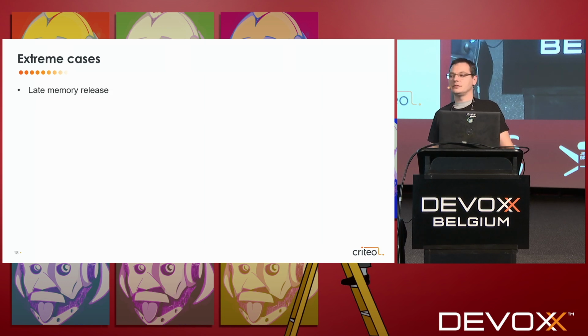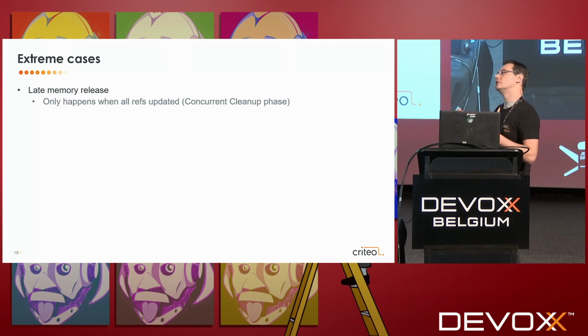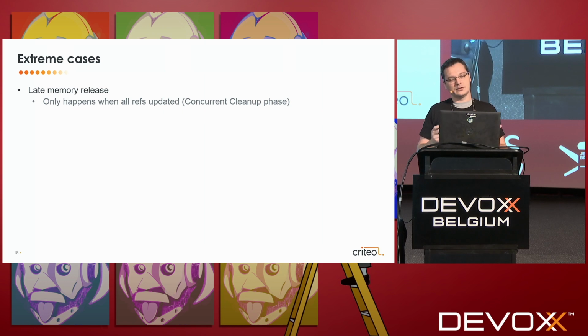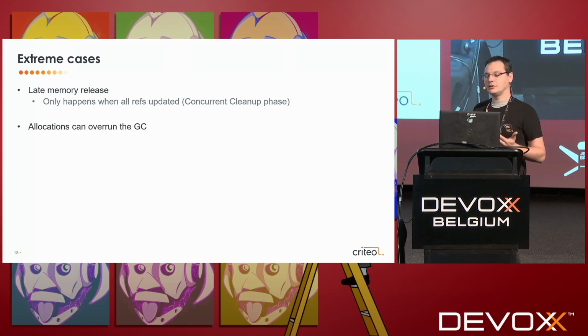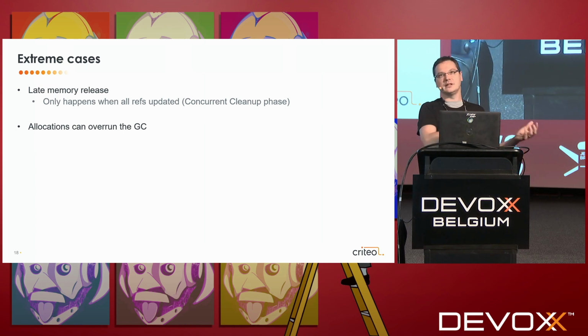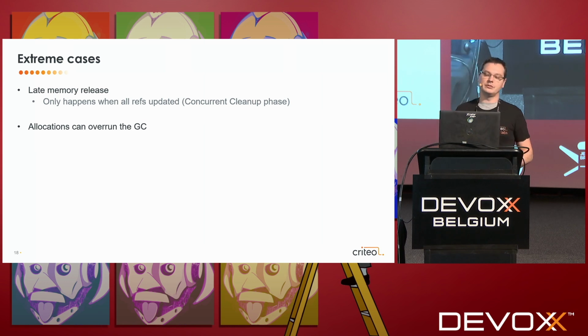With this algorithm, as we will see with the phases, there is a late memory release. To free that memory and reuse it for a new allocation, you need to wait for the end of the phases and all the updates of the references. So at some point, you can have a situation where the allocation overruns the GC: we have more allocation than the GC is capable of releasing regions for.